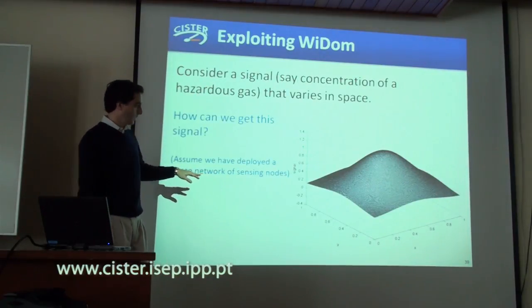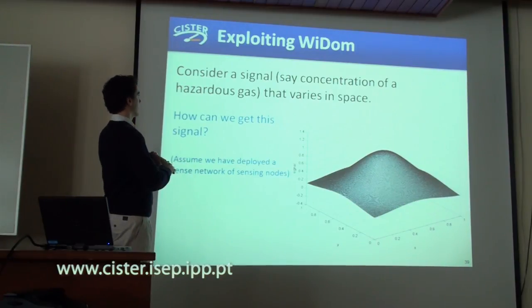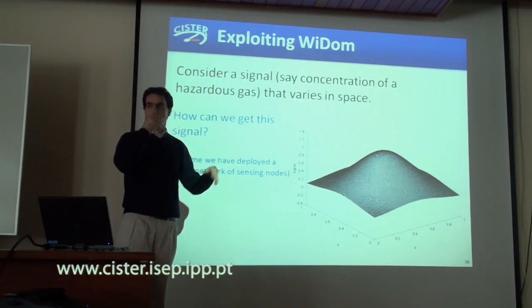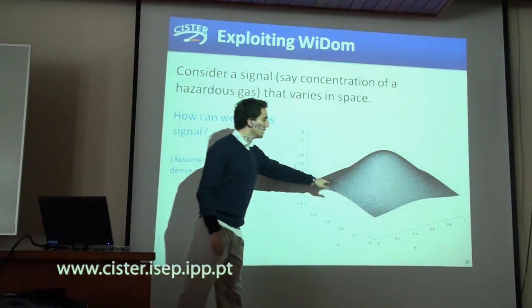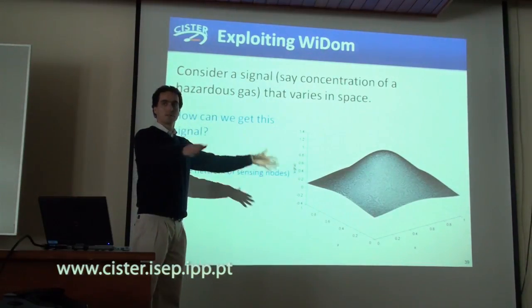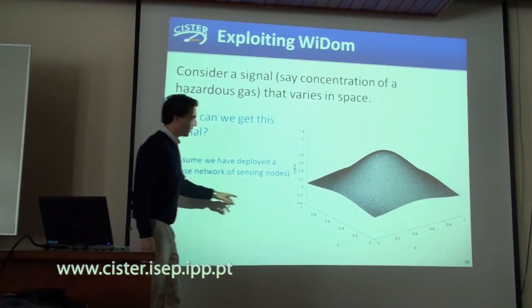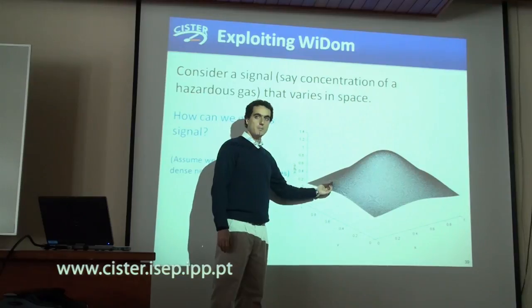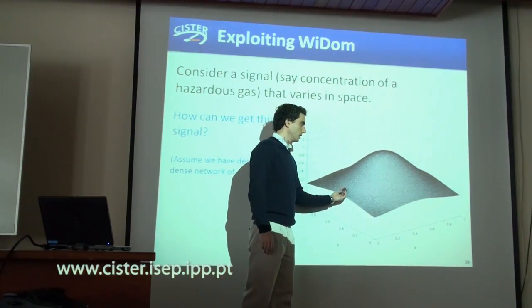So, what is this that we call getting the interpolation of sensor data? Say that you have a signal that changes in time and space. This is our idealized signal. It's this kind of shape. And let's assume that we have deployed lots and lots of sensor nodes. So we can measure very, very, very closely this signal, okay?